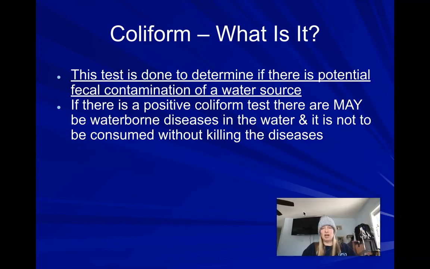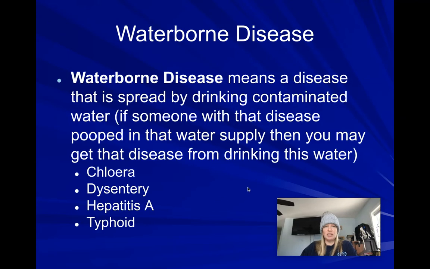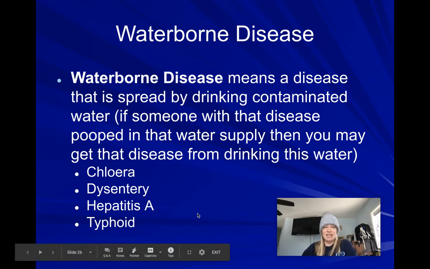And so we're going to be talking about coliform. Coliform is a test that is done to determine if there's a potential fecal contamination in a water source. If there's a positive test, there may be waterborne diseases. There might not be, but there may be waterborne diseases present there. So what again is a waterborne disease? A waterborne disease is a disease that is spread by drinking contaminated water.